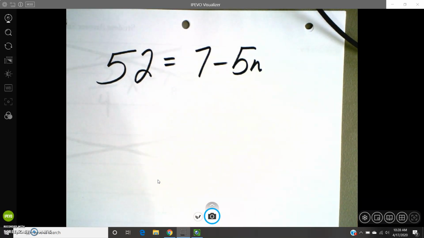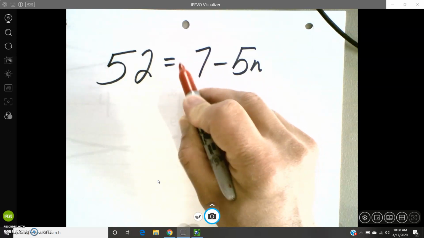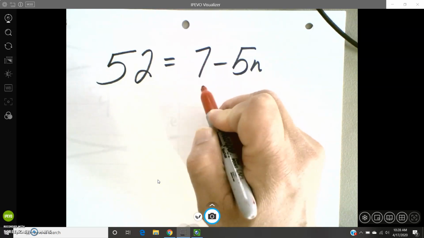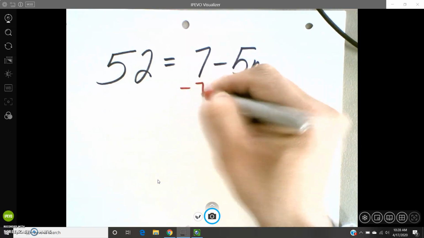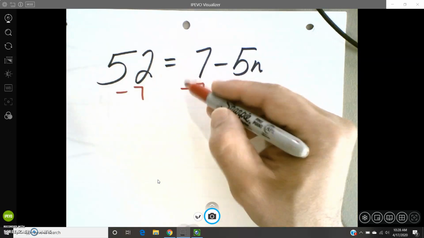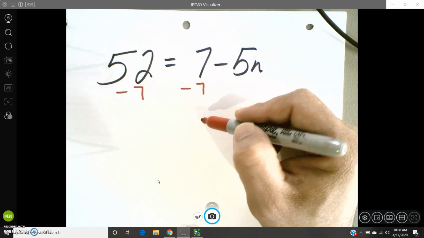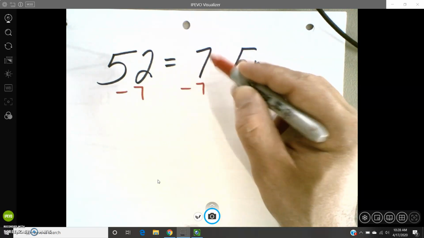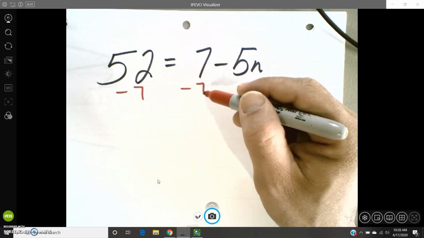And actually, that reminds me of another issue some of us have had throughout the year, and that has to do with the sign of this guy right here. This is positive 7, so to move it to the other side, we need to subtract 7 from both sides. I've seen a lot of kids this year add 7. Remember, 7 plus 7 is 14, not 0. We need these to cancel out. We need this to equal 0, and 7 minus 7 is 0.